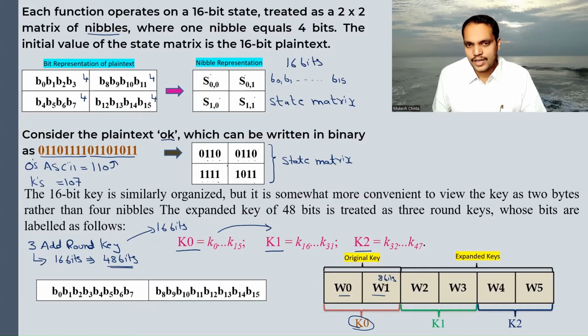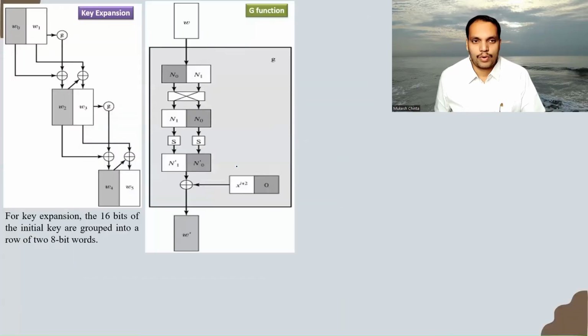As of now, I just told you that the 16-bit plain text is arranged into a 2 by 2 matrix of 4 nibbles. Similarly, the 16-bit key is arranged into words. And from these words, we can see that it can get expanded up to 3 round keys. Okay. Now, let me go forward. So this is the key expansion algorithm. How do we expand a key? So let us take an example and first see how it happens. And then we'll go into the encryption process.